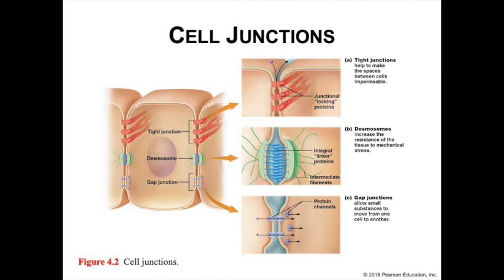So there are all 3 types of junctions all in one place for you, so this is a pretty good review slide. You have tight junctions, you have your desmosomes, and you have your gap junctions.